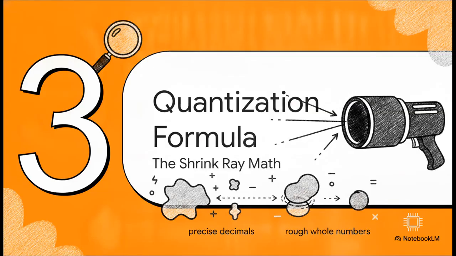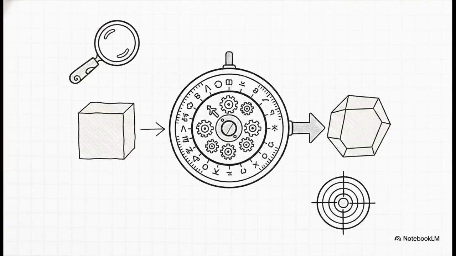Which brings us to section 3, the quantization formula. So you might be wondering, if we swap precise decimals for rough whole numbers, how does the AI still do accurate math? Well, it all comes down to a simple equation. To make INT8 work, the system stores the 8-bit integer alongside 2 powerful parameters, a scale and a zero point. Think of these like a decoder ring, telling the microcontroller exactly how to translate that simple whole number back into a meaningful real-world value. The secret formula is: real equals scale multiplied by the INT8 value minus the zero point.